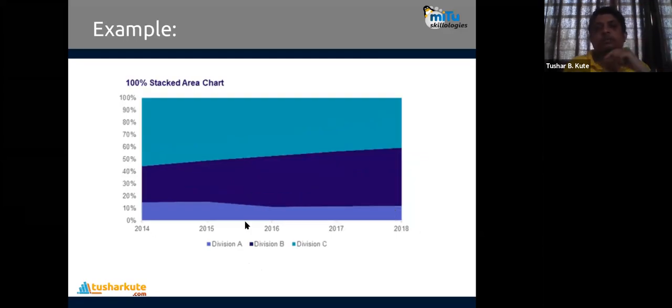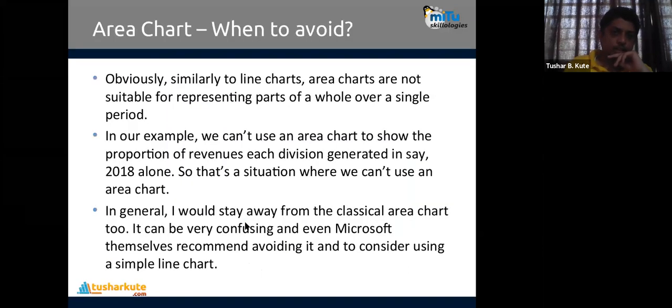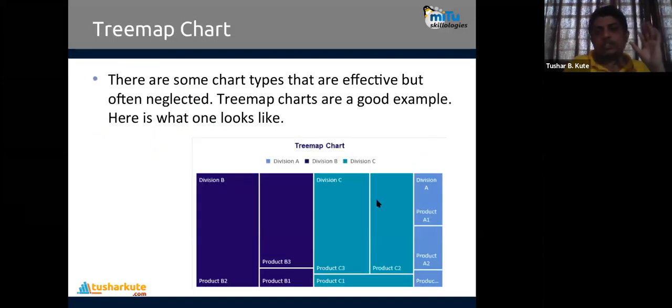100% area is covered by this chart here. Okay, fine. Next is the tree map chart. This is also called a hierarchical chart. There are some types of charts that are effective but often neglected. Out of them, this is one.